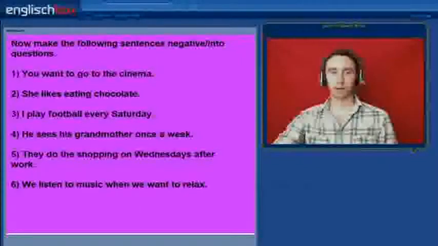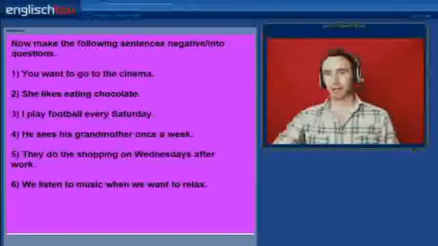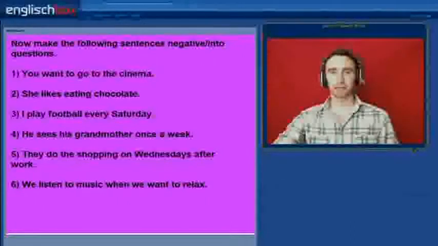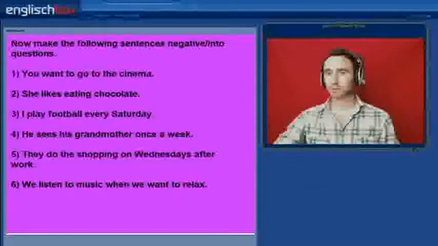Number 3, I play football every Saturday. I don't play football every Saturday. Do I play football every Saturday? Number 4, he sees his grandmother once a week. He doesn't see his grandmother once a week. Does he see his grandmother once a week?